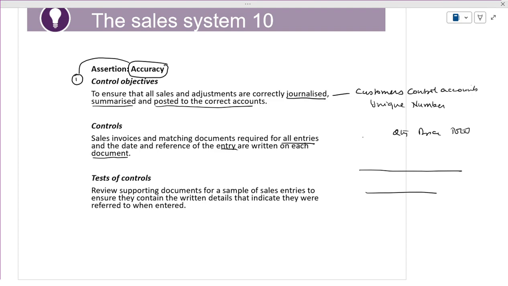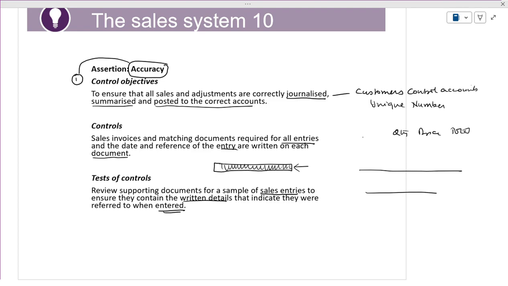That is the reason you see the barcode reader. You will have so many lines, some dark, some light. The moment you scan it, the complete information will be reflected. Review a sample of sales entries to ensure they contain the return details that have been referred when entered. This is the accuracy.